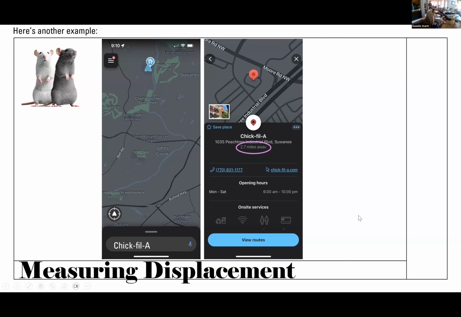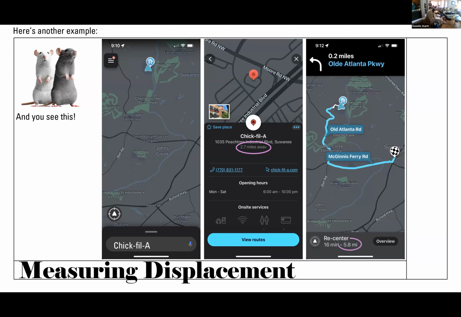So you're going to hit view routes and tell the phone to route. And when you tell Waze to route, you click that little button there. It's then going to tell you it's really 5.8 miles, because the displacement to Chick-fil-A is 2.7 miles, but the distance is 5.8 because you can't drive through these houses nor over the river. That would not be fun, right?